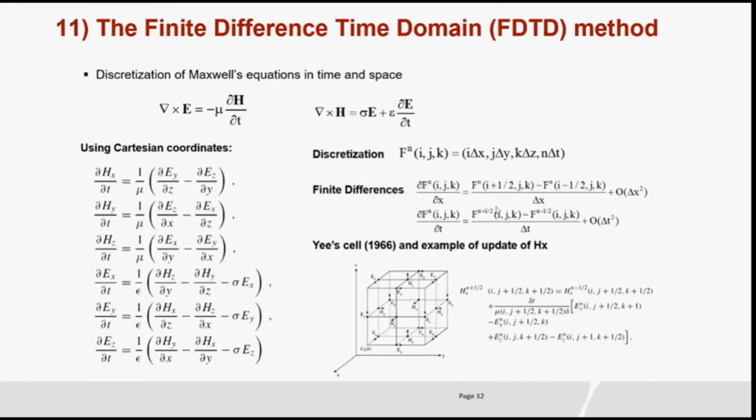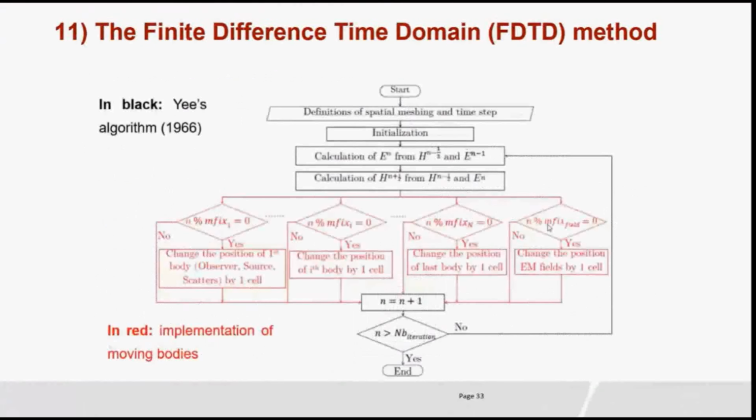The principle is to discretize space and time, and to use finite differences. You can decrease the space step and the time step as small as possible to reduce the error as much as you want. Here I show in black the Yee algorithm, the algorithm Yee used to solve Maxwell's equations in the time domain. And in red I added the implementation of moving bodies in our code. We wrote our own codes.